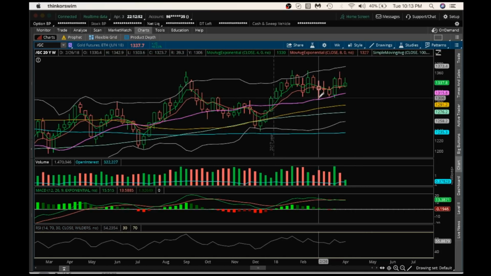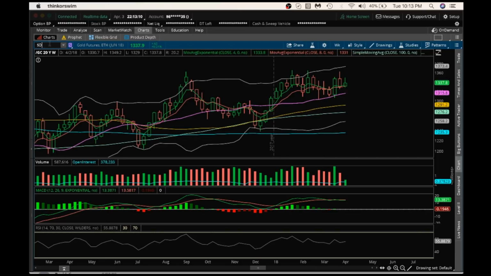Support, we want to absolutely hold the low of this consolidation on the weekly here at 1303.60 for the bulls. So far we are holding a higher low, and so that is the must hold for me at this point on the weekly chart, this low here of 1303.60.